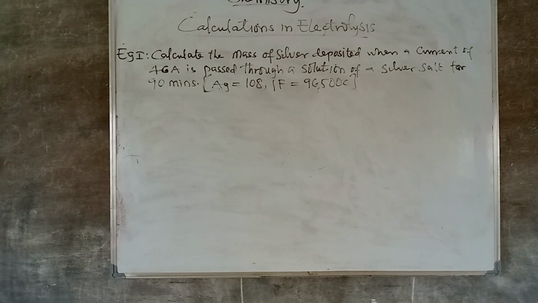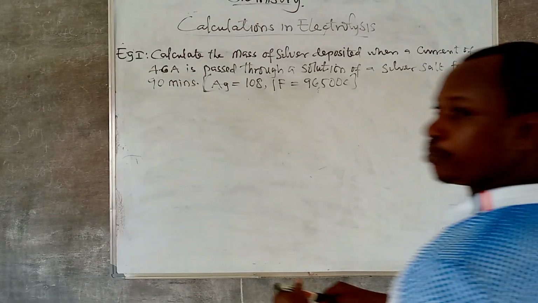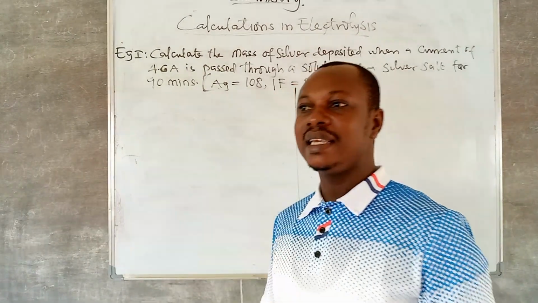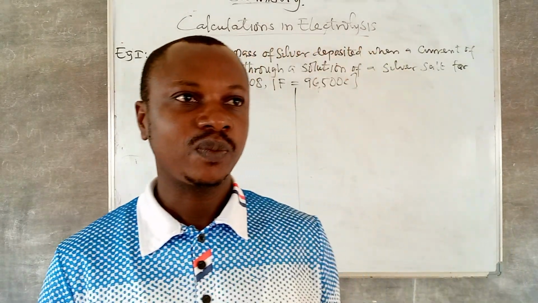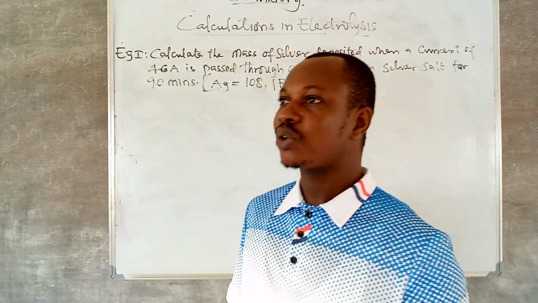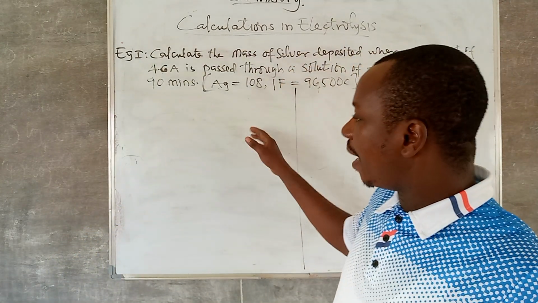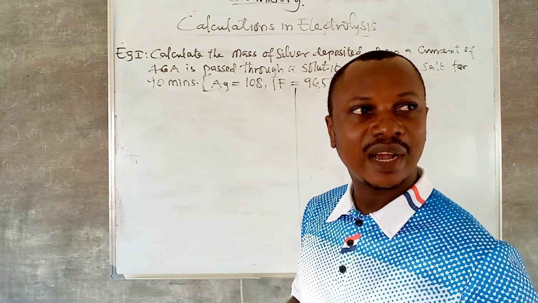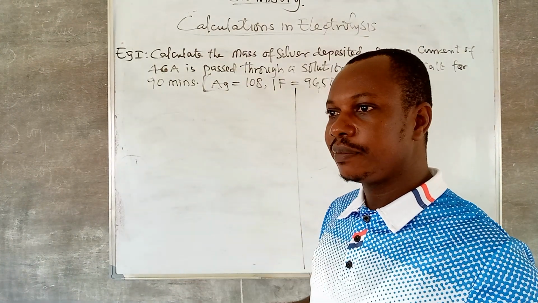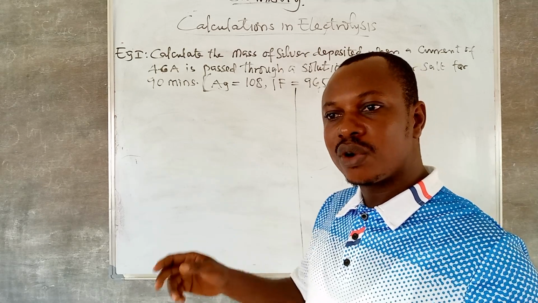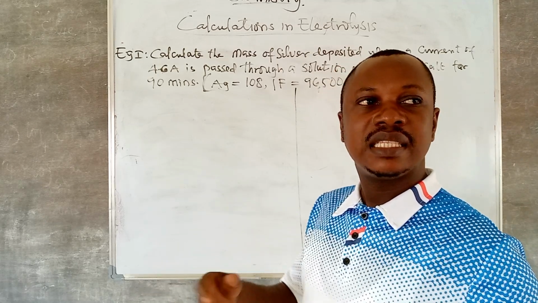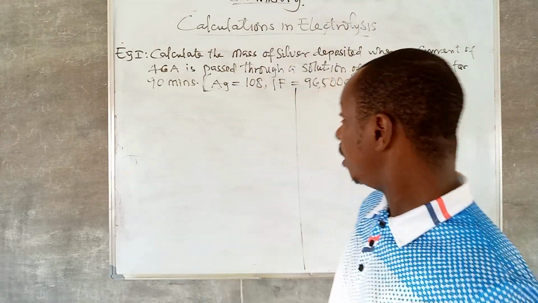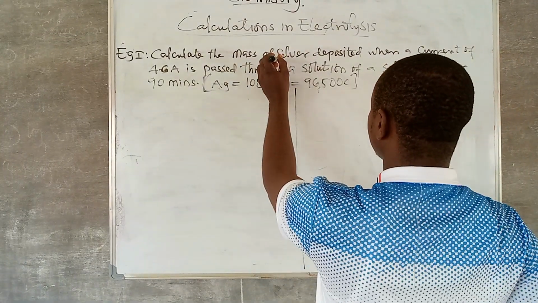If you watch very well, the important thing to note there is the equation for the reaction, because the reaction here will give you the number of electrons. Don't forget what we learned last time. That number of electrons discharged is equivalent to the Faraday. So silver is the bone of contention here.